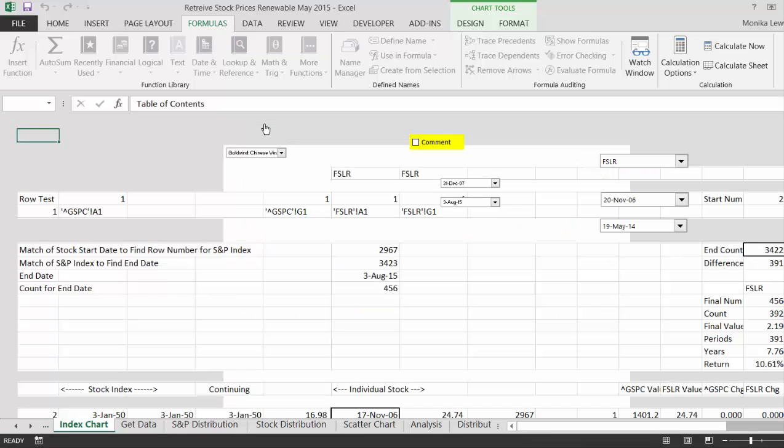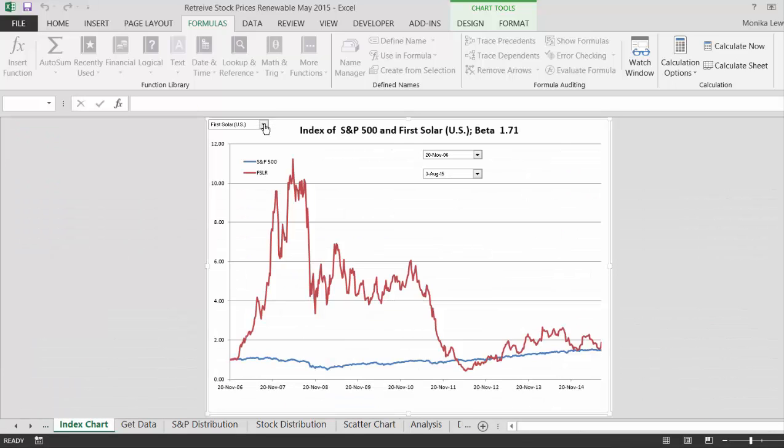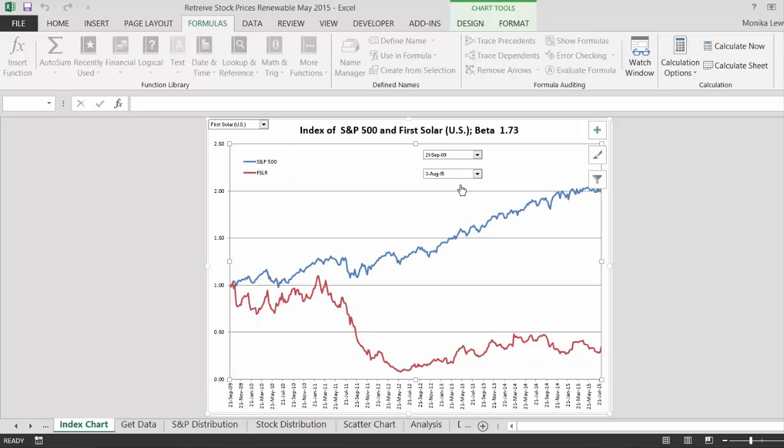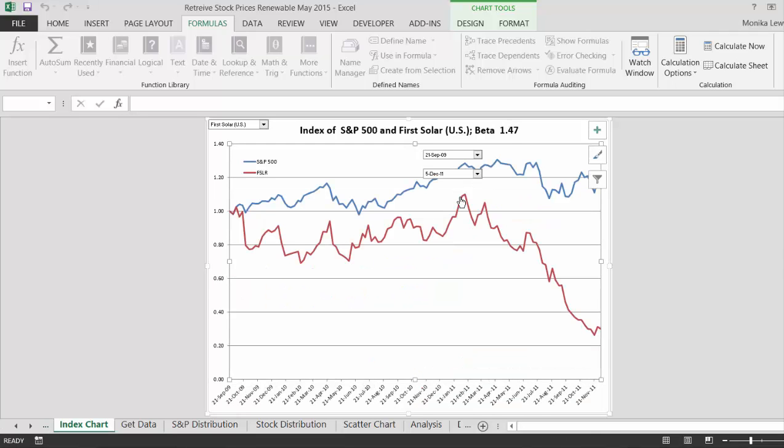Let's look at the solar industry. Suddenly 1.71. But if you would do the same thing, let's take First Solar and just go to 2009. Then we have, oh, it's not that different. I thought it would be. Let's go to here. Then 1.47.